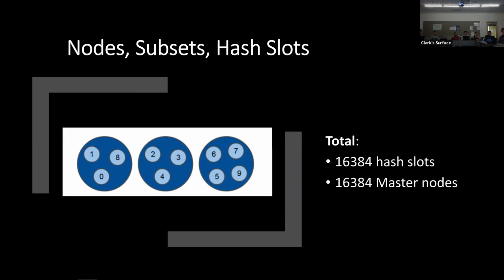Okay, so inside the nodes, they have subsets that hold different hash slots, and the whole cluster can hold up to 16,384 hash slots. And if a node has one single hash slot, it can be treated as a node. And so the whole cluster can hold 16,384 nodes. So one big guy is like this, it's a master node.